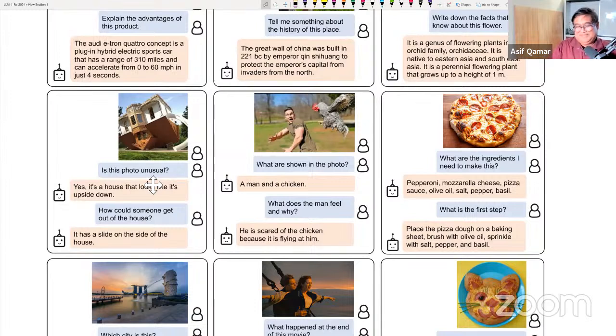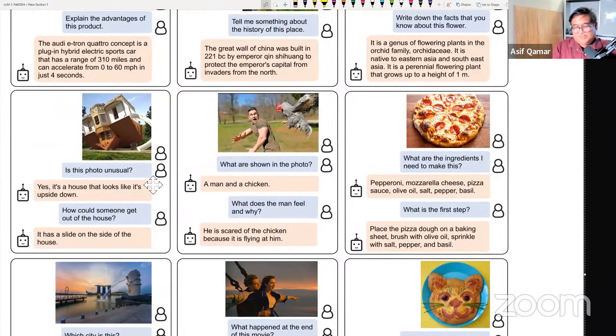And look at the middle picture. It's funny. What is shown in the photo? A man and a chicken. What does the man feel and why? He's scared of the chicken because it is flying at him. But the examples get even better.